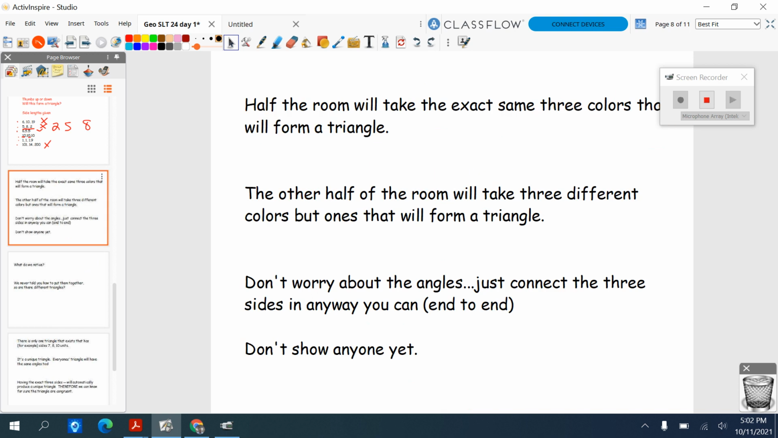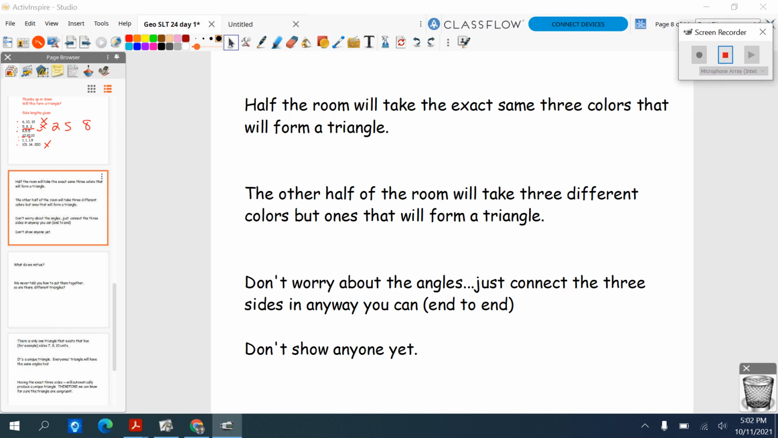So next thing, we're going back to our exploragons. There's just not enough for everyone to take the same. So I need someone to find 3 exploragons that we already know form a triangle, because we already did it. I want half the room to take those same 3 exploragons. And the other half of the room, I want you to take a different 3, but it has to be able to form a triangle, okay?